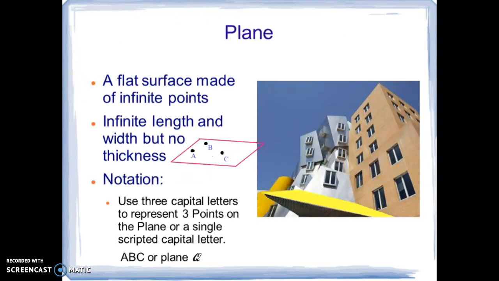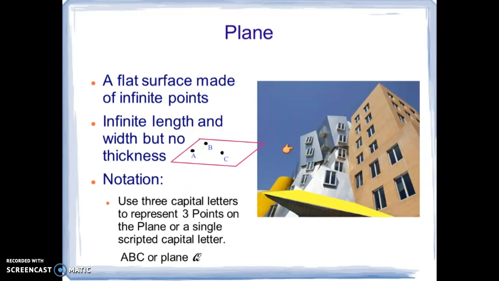A plane is a flat surface, and it's made up of an infinite number of points. So we usually draw or refer to a plane as a parallelogram, 4 sides, opposite sides parallel, to indicate a plane. But again, it goes infinite in all directions.